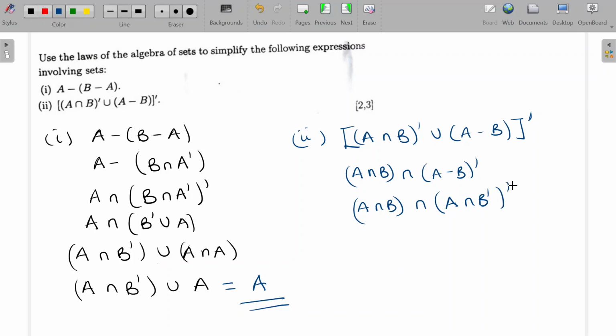Then I'll simplify this further to say I'm going to have A intersection B intersection A. Complement times A is going to be A complement. Complement times intersection becomes union. Complement times B complement becomes B.